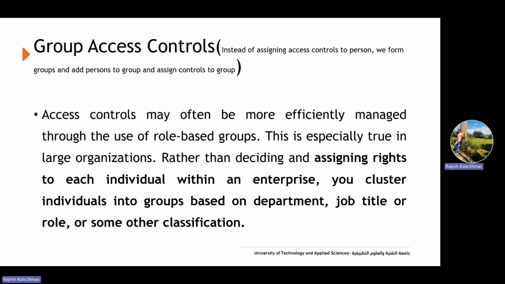Then group access means, instead of giving access control to individual persons in a company, just group similar persons into a group, add those persons to the group, and assign controls to the group. So instead of assigning access control to every individual person, form a meaningful group and assign these controls to the group only. This is what is called group access control.